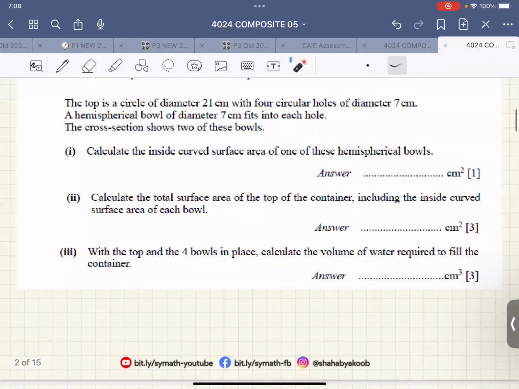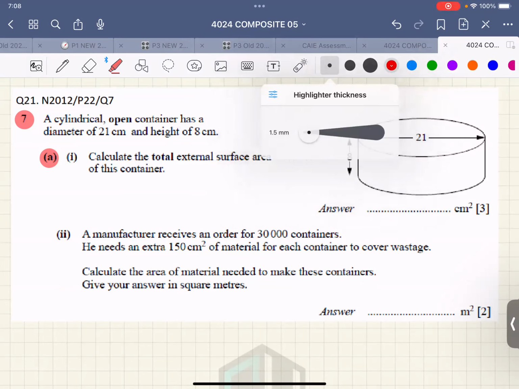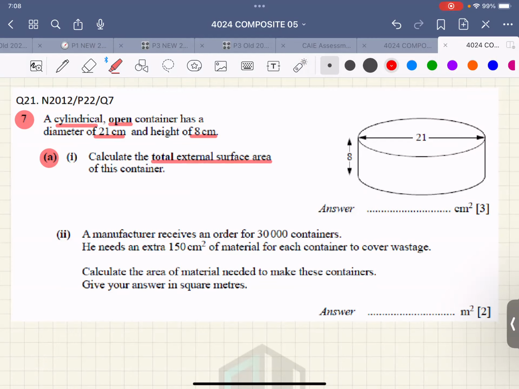Now, it's a very, very comprehensive question. Let's start with each part. First of all, let me get the highlighter ready. So first of all, it's a cylinder. It's an open container. Diameter is 21. Height is 8. We are interested in the total external surface area. That means there should be the curved surface area and there should be the base area. There is no top. So first of all, total surface area is the curved surface area plus the base area.